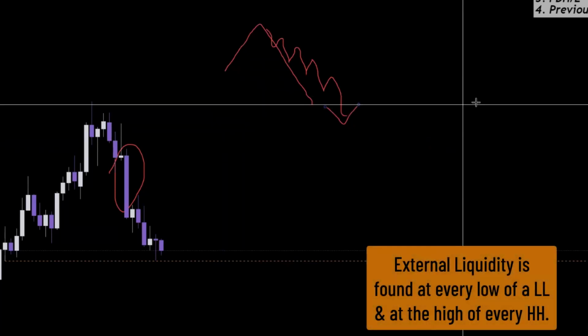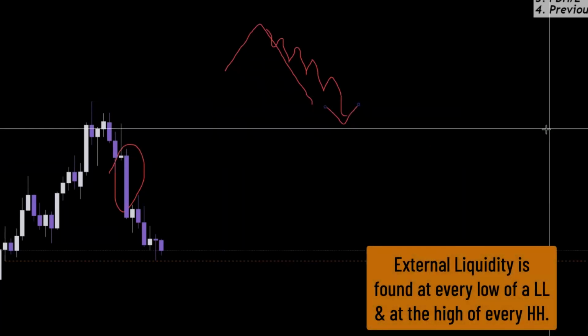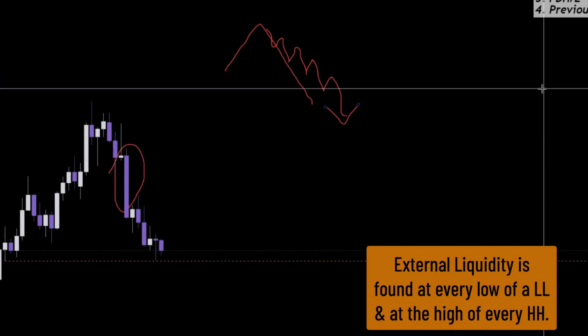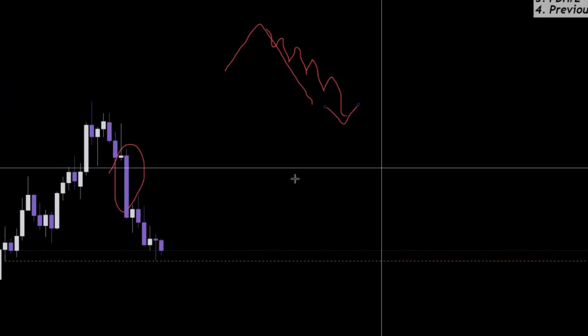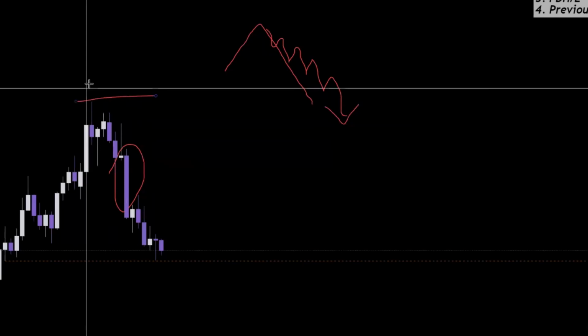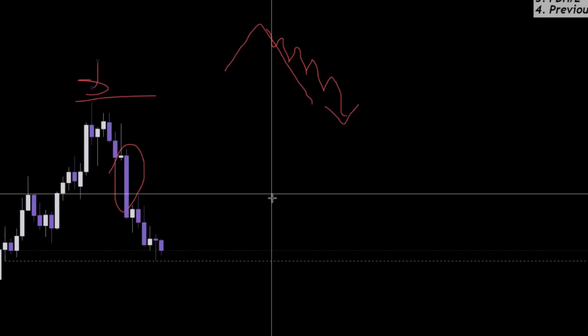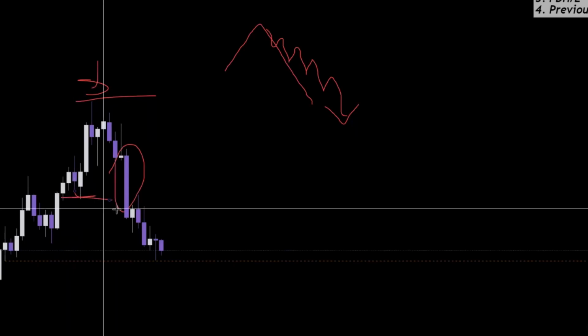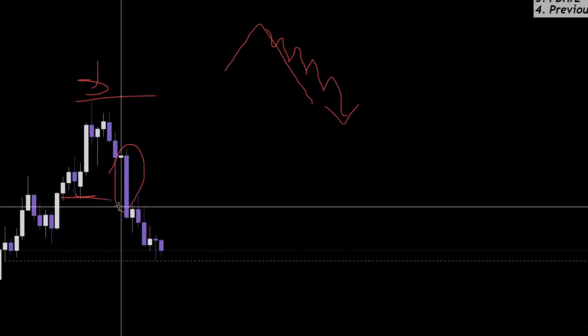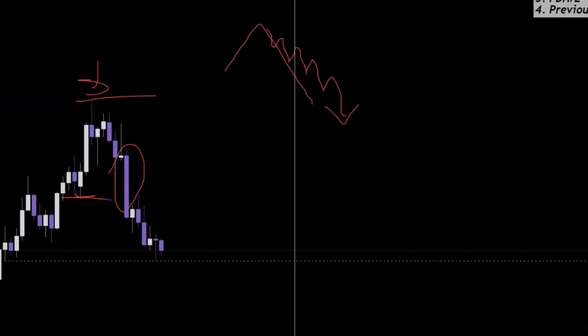Okay, external liquidity is a little bit more simple. It's every lower low, below the low of every lower low, and above the highs of every higher high. So this is external liquidity that was never swept. Okay, this is the previous external liquidity level here that we did take, and then we just followed it from there.